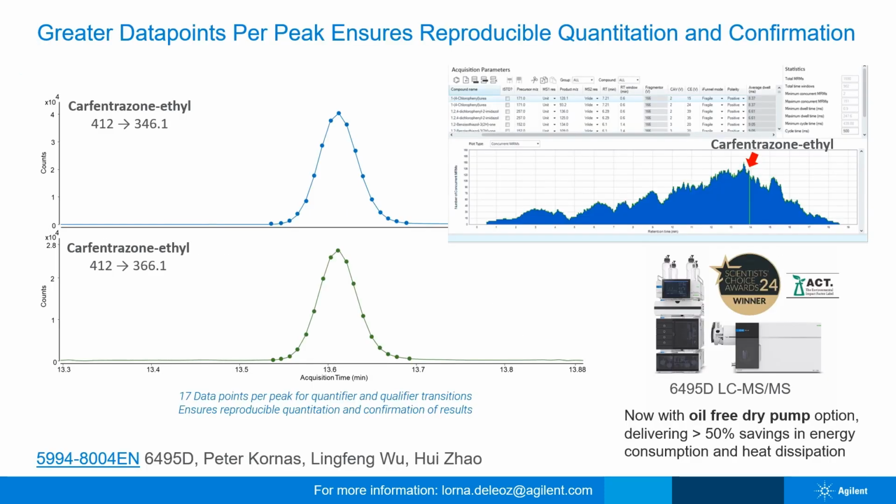We checked the data points per peak to ensure reproducible quantitation and confirmation of results. Carfentrazone-ethyl elutes in the window where a high number of concurrent MRMs is analyzed, and this peak is also quite narrow with a baseline width. We get 17 data points for this peak for both the quantifier and qualifier transition with the 6495D.